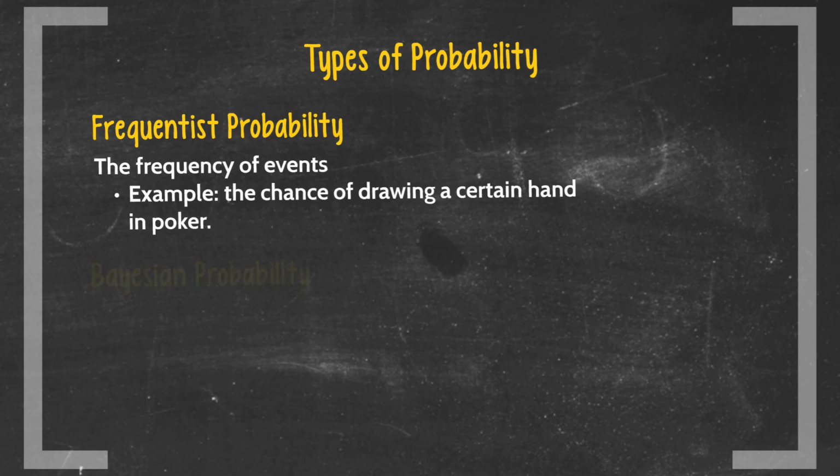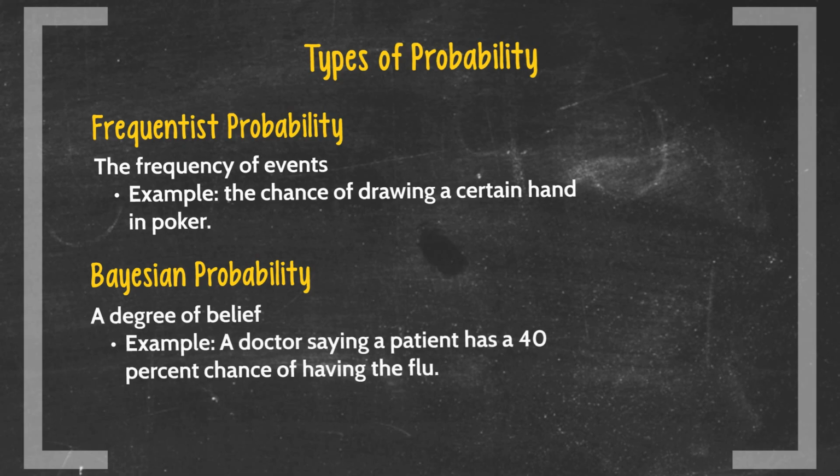On the flip side of this, we have the lesser thought about Bayesian probability. And Bayesian probability is more like a belief, and this actually comes up in artificial intelligence a lot. How confident are you? It's a degree of belief. An example of this would be a doctor saying a patient has a 40% chance of having the flu. So this doctor is basically saying, I'm about 40% confident that this patient has the flu. The patient either has the flu or doesn't, so it's not that there's a 40% chance of him having the flu with his particular conditions, because he either has the virus or he doesn't.